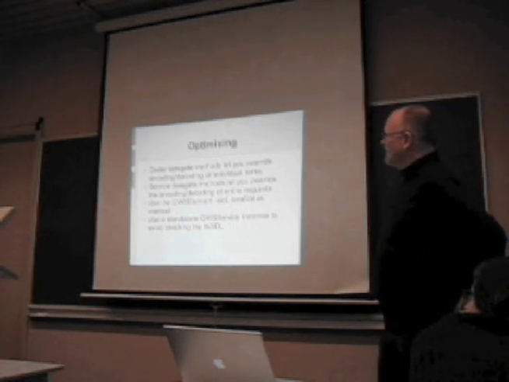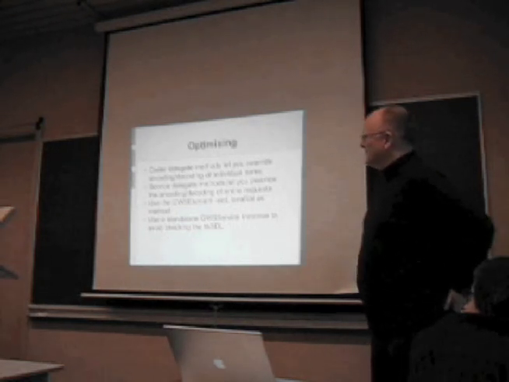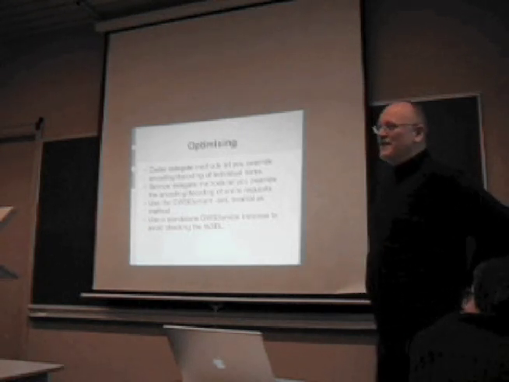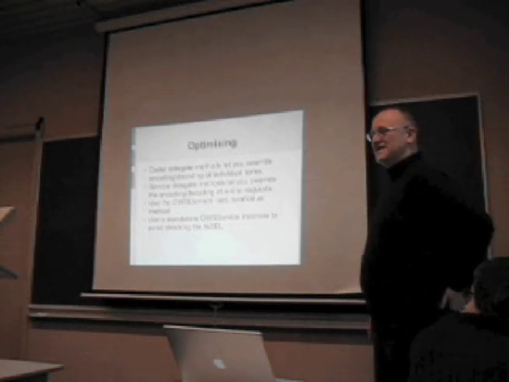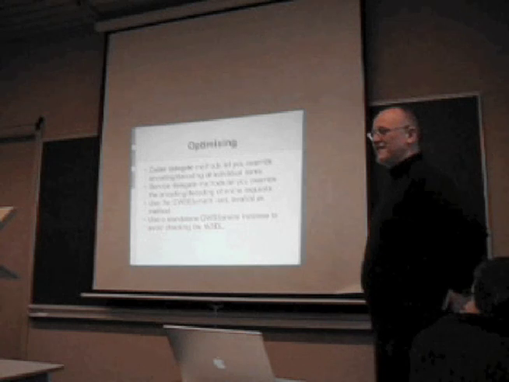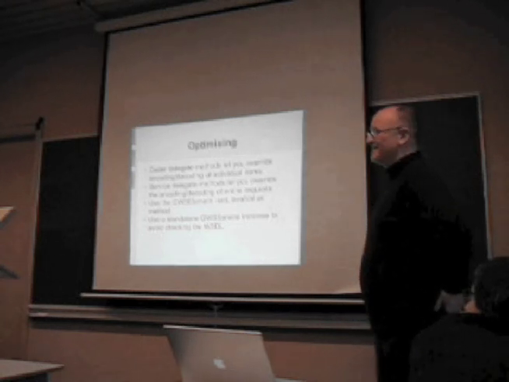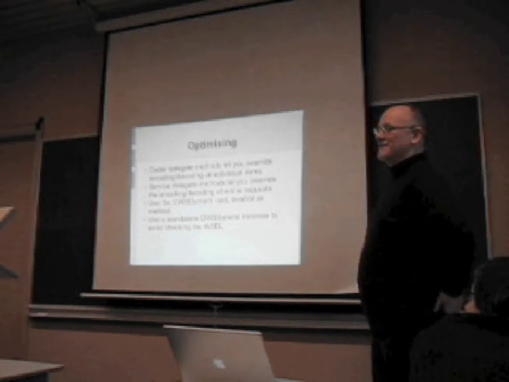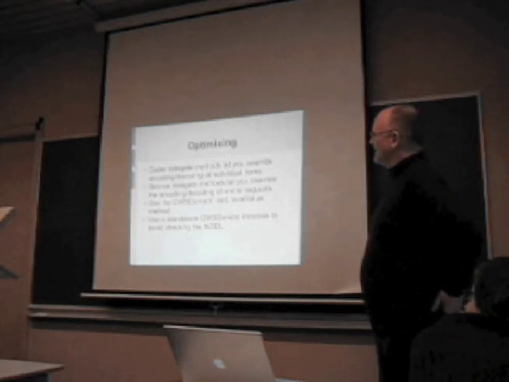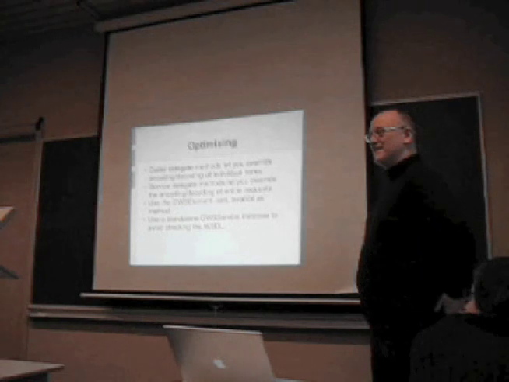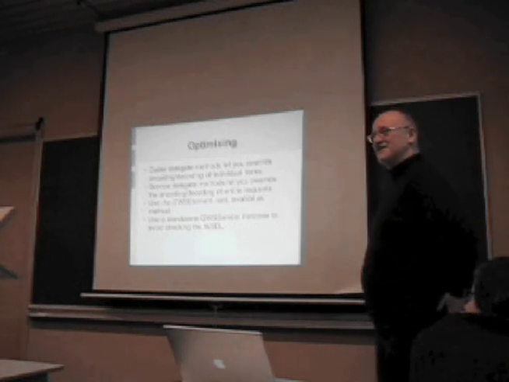So the coder delegate methods let you override the encoding and decoding of individual items. That means that if you know that most of the items that you're going to be sending as part of your service request are actually fixed constants, what you can do is capture them the first time they're generated and just reuse the same one again and again, so that you save the software the effort of having to generate those items.